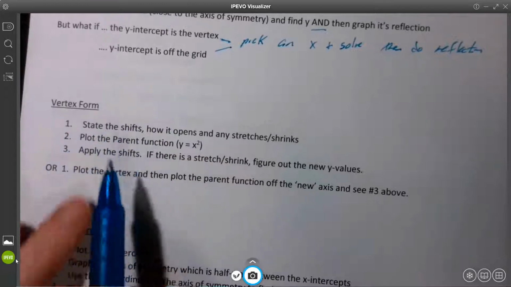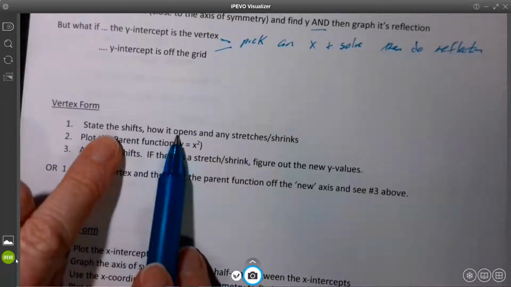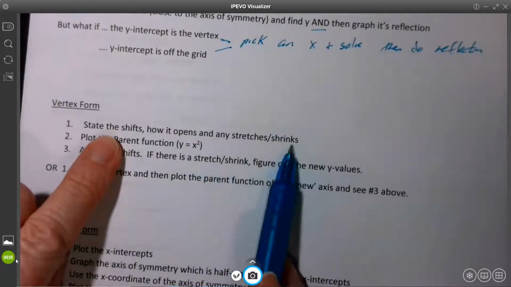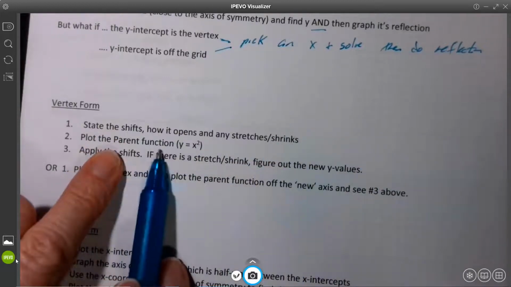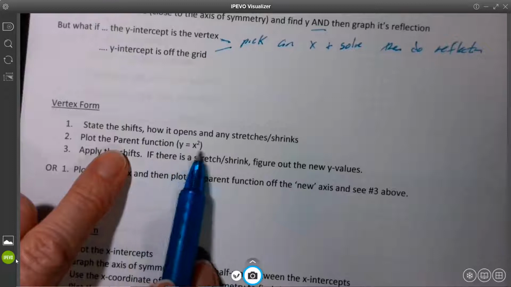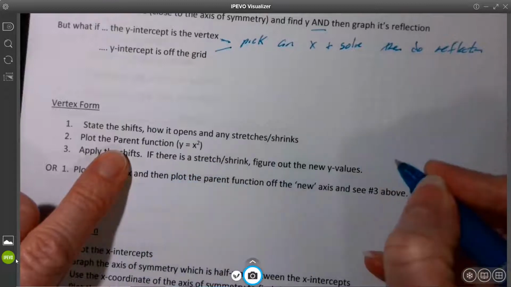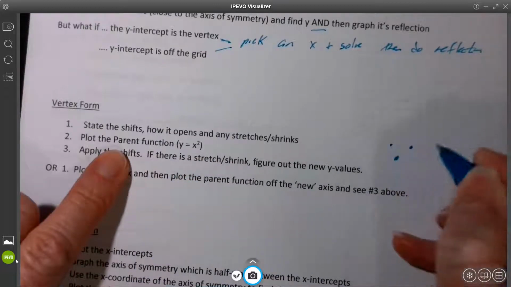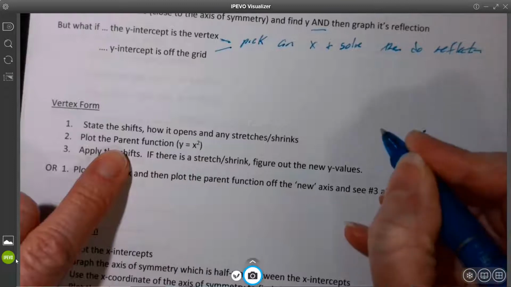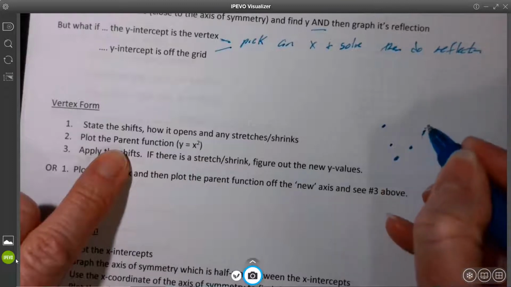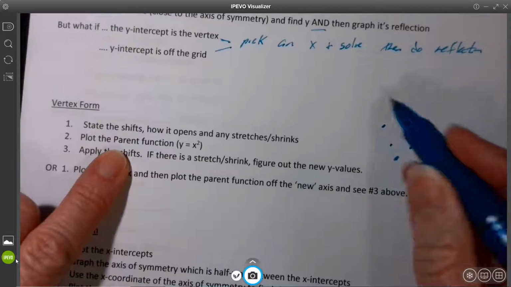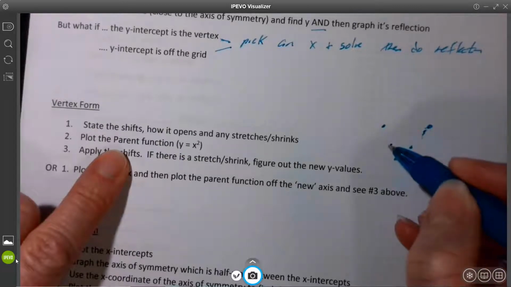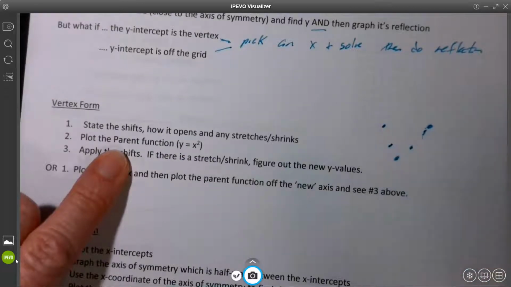The next form we learned was vertex form, and we talk about the shifts. What we want to do on that one is state what the shifts are. How does it open? Any stretches or shrinks? And we make note of those. Then we're going to plot the parent function, so y equals x squared. And we know we're going to plot those points: (0, 0), (1, 1), (negative 1, 1), (2, 4), (negative 2, 4). So you're going to plot that parent function. If it was on a grid, you'd be able to see it better.